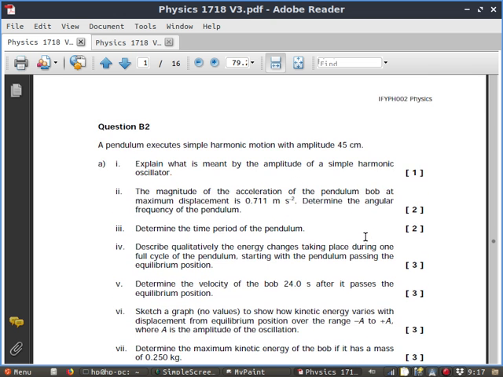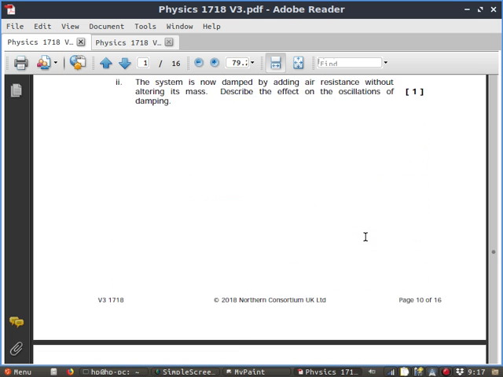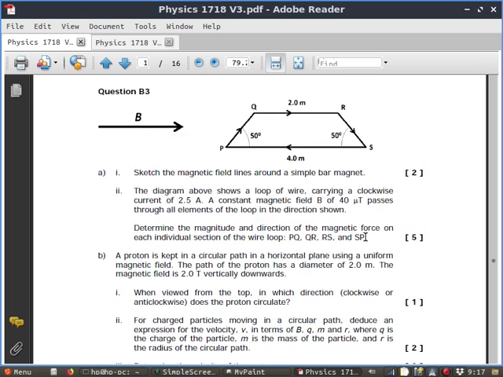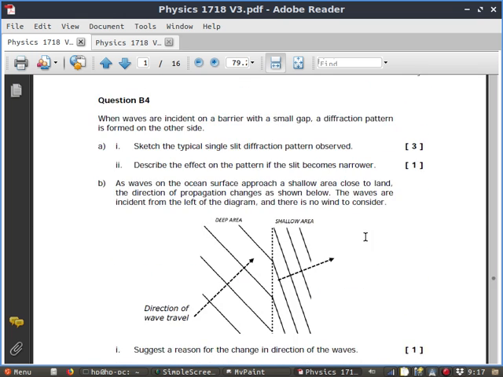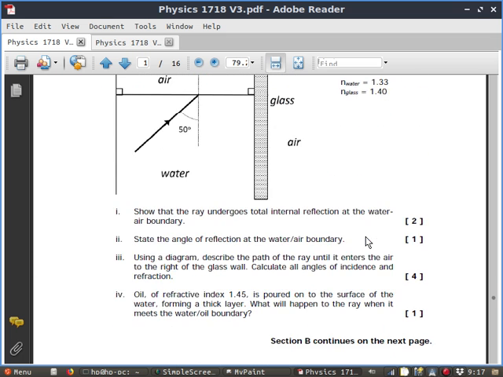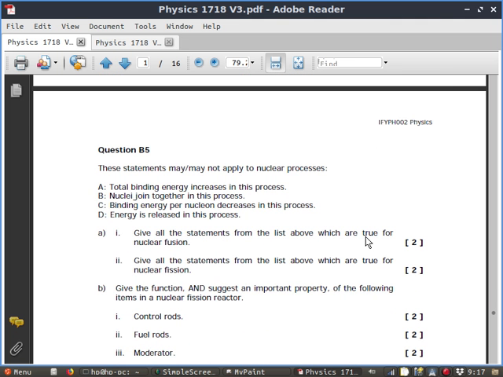This one is mechanics. It's mechanics about the pendulum. Yeah. Maybe I will. It's okay. This one is fields. Don't do this one. This one is waves. Waves are okay. This one's another atom question. I would do this one.